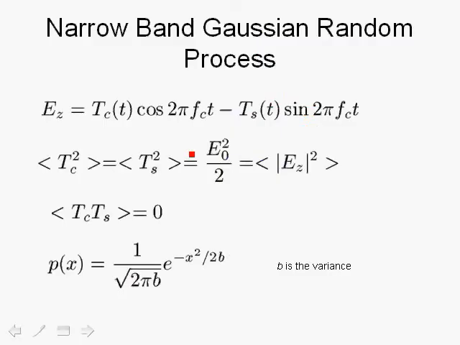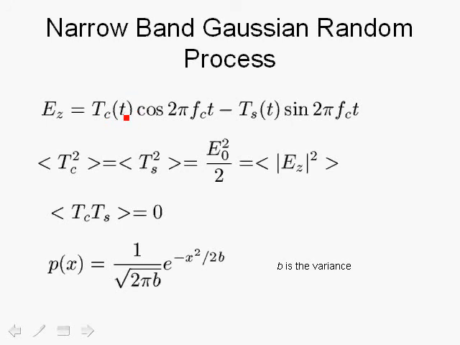In order to further study the effects of Doppler on the received signals, let's consider a narrowband Gaussian random process. For a narrowband Gaussian random process centered around a carrier frequency of f sub c, it could be modeled as the summation of an in-phase term and a quadrature phase term where the amplitudes are Gaussian random variables.